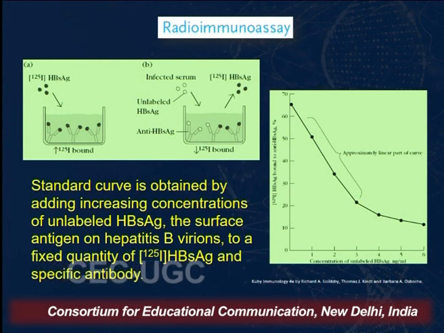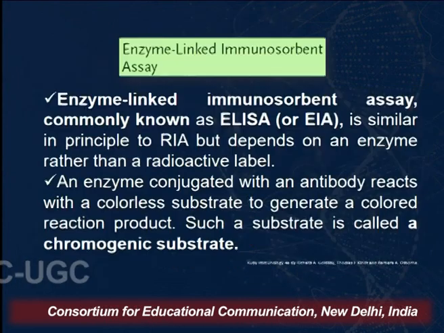Now this is the standard curve which is plotted over here. This plot is obtained by adding increasing concentrations of unlabeled HBsAg, which is the surface antigen of the hepatitis B virus, to a fixed quantity of labeled HBsAg with these specific antibodies.